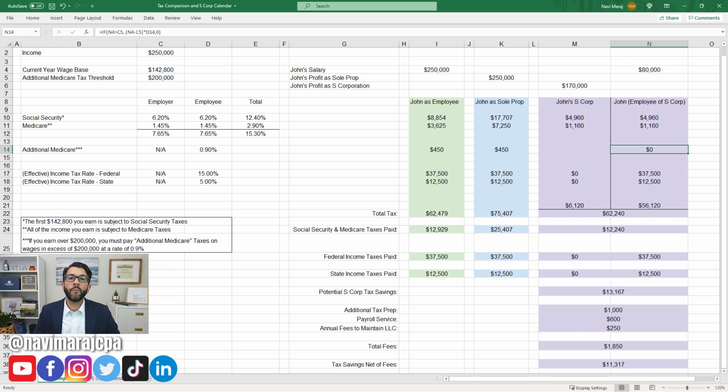When should you form or switch to the S Corp? We talked about the financial piece of that, which is like $40,000 or more in profit. That's when you want to make the switch.